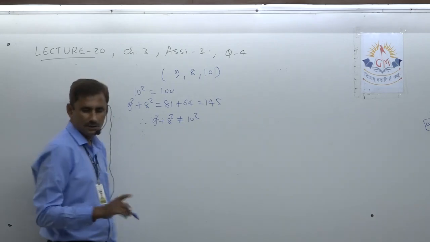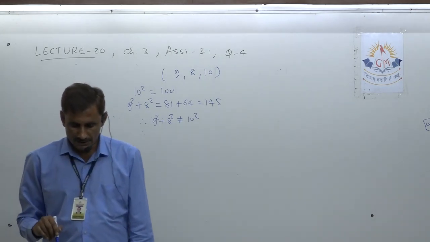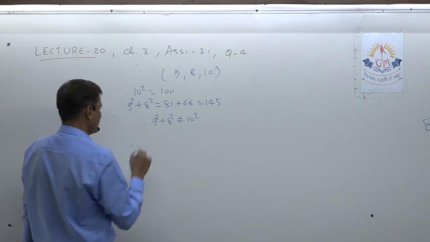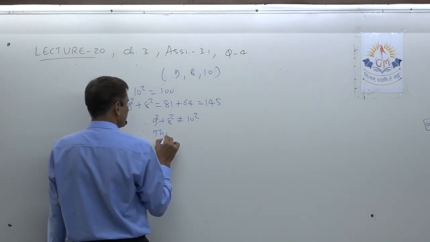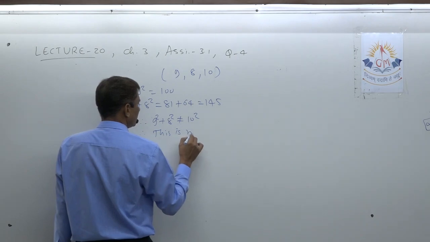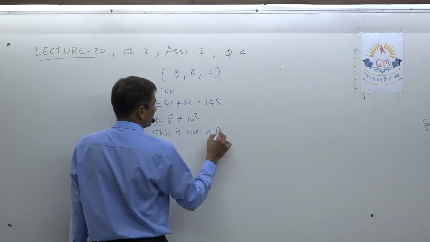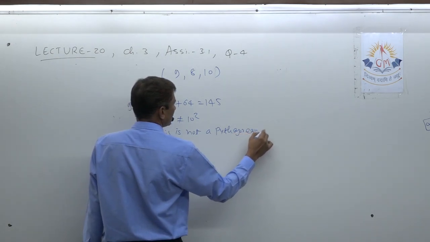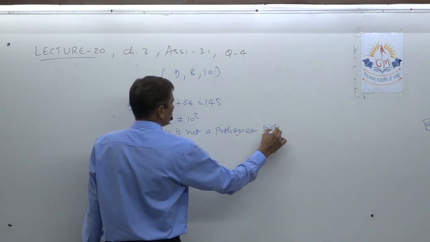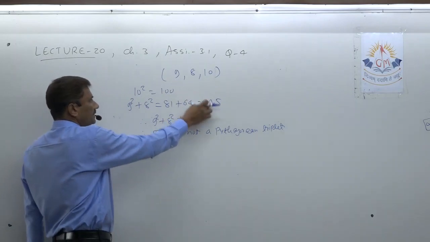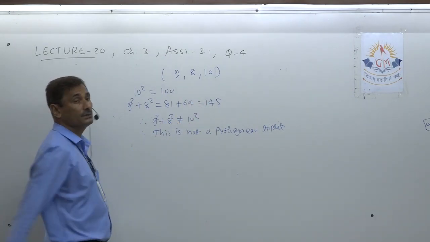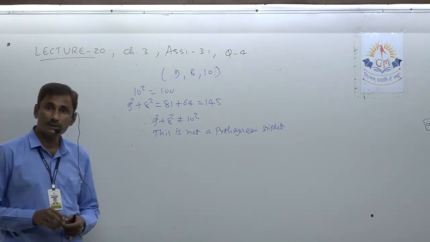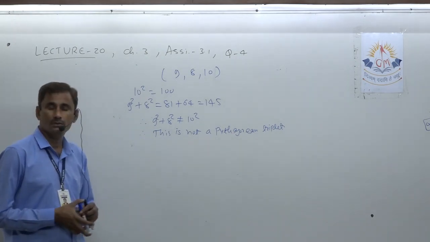Therefore, it is not a Pythagorean triplet. So this is not a Pythagorean triplet. Okay. If you get an equal result on both sides, then you can say it is a Pythagorean triplet. Here I say no.